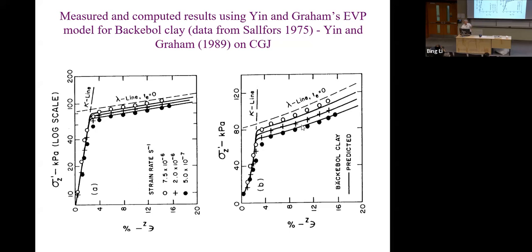All models can consider different strain rate effects, and the pre-consolidation pressure is also dependent on the speed. All of this can be predicted. The predictions from the models and the data from the tests are in very good agreement. So that's the way to verify the model, okay?